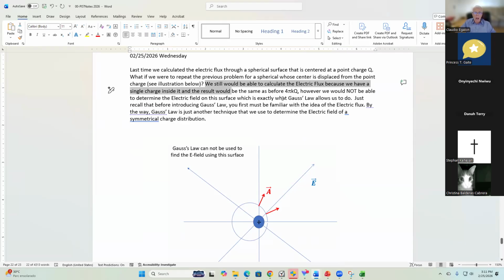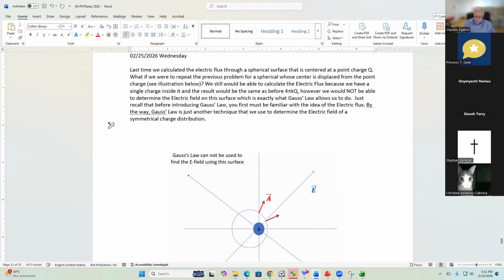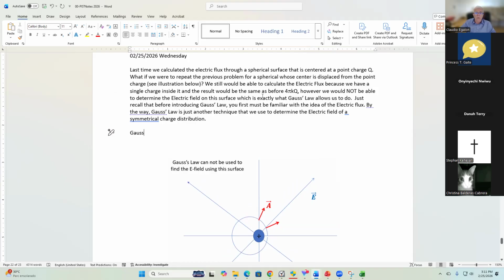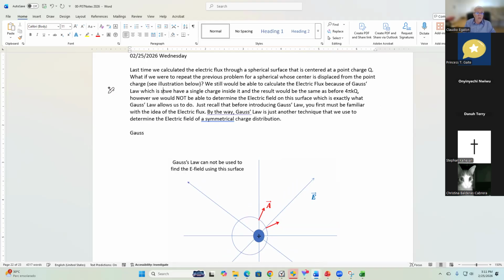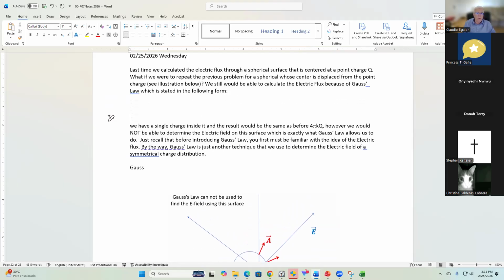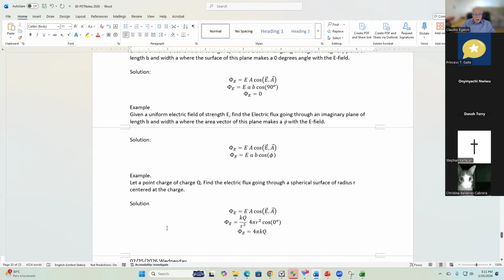And that's where Gauss's law enters into focus here. What does Gauss's law state? We should be able to calculate because of Gauss's law, which is stated in the following form. I didn't put the format of Gauss's law, but I'm going to put it right now. Here you go. The format of Gauss's law is the following.